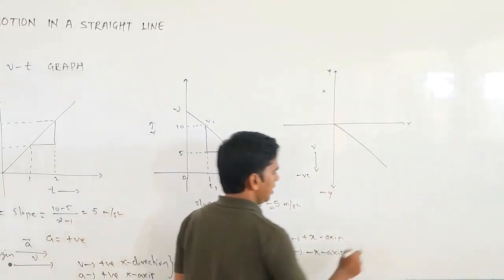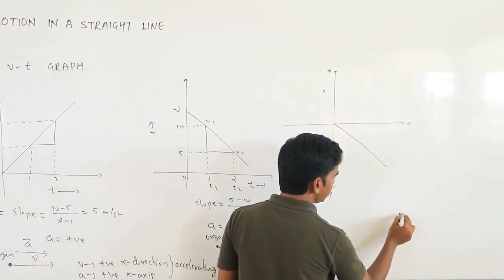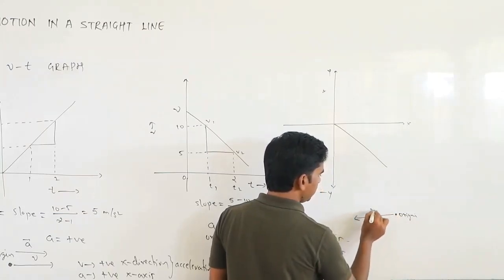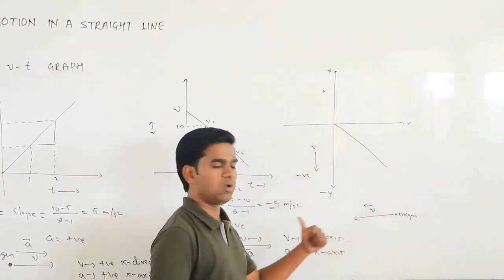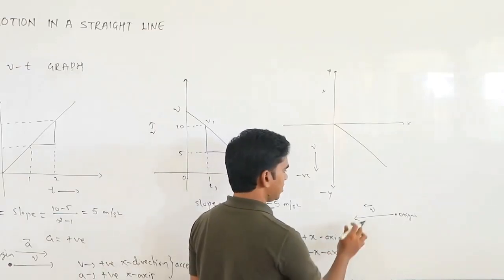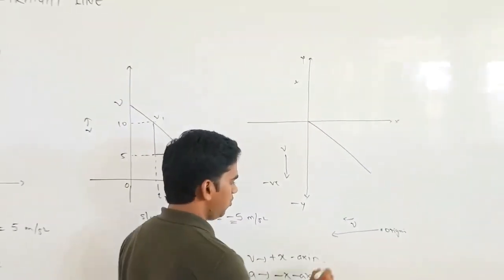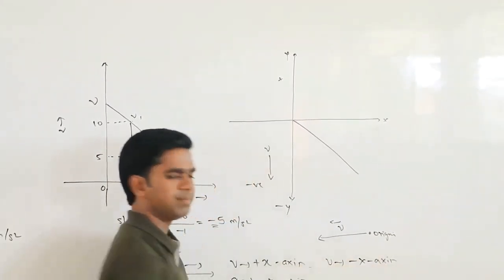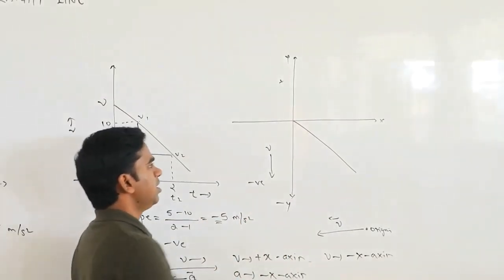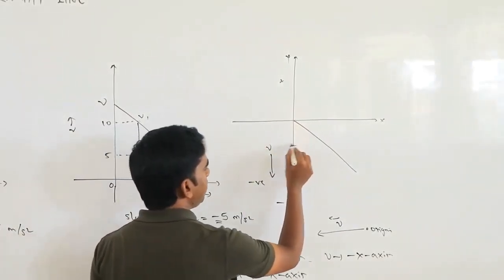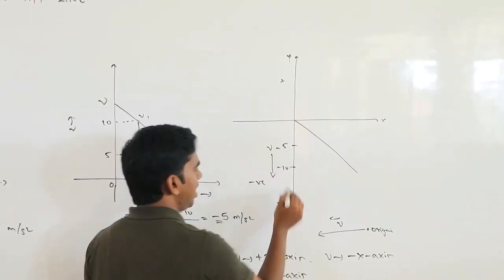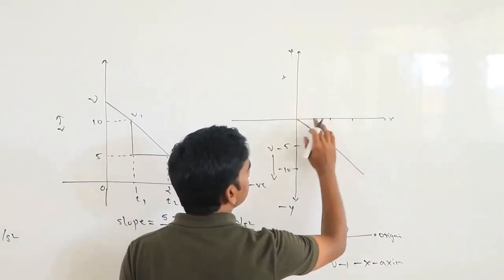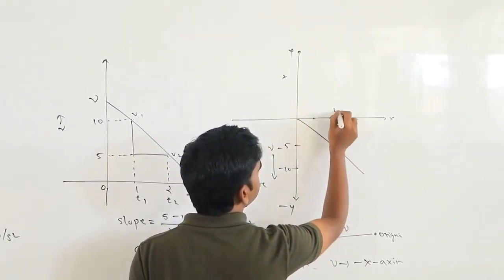Suppose this is the origin, so the body is moving in this direction. The direction of velocity is along the negative x axis. Remember, v is along negative x axis. Because v is negative, here you will take minus 5, minus 10, minus 15, minus 20, like that. But t is always positive, so I will take t as positive.